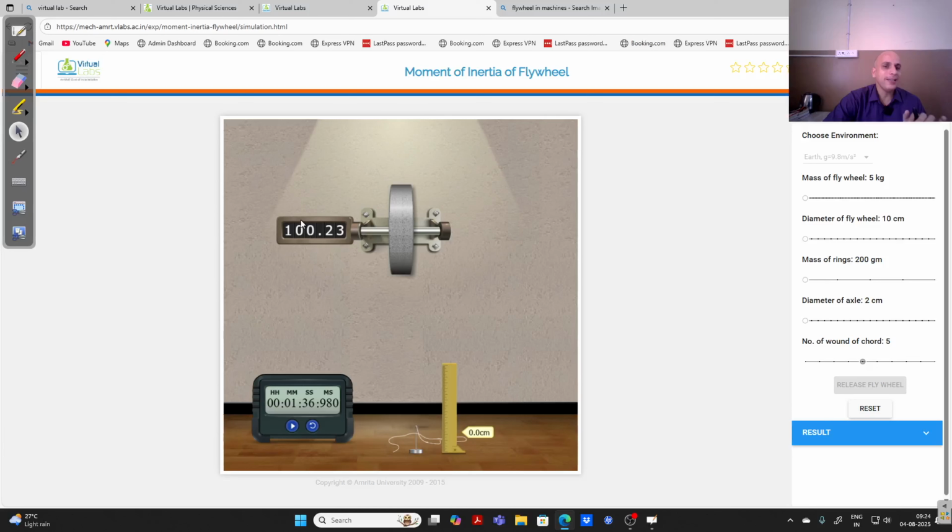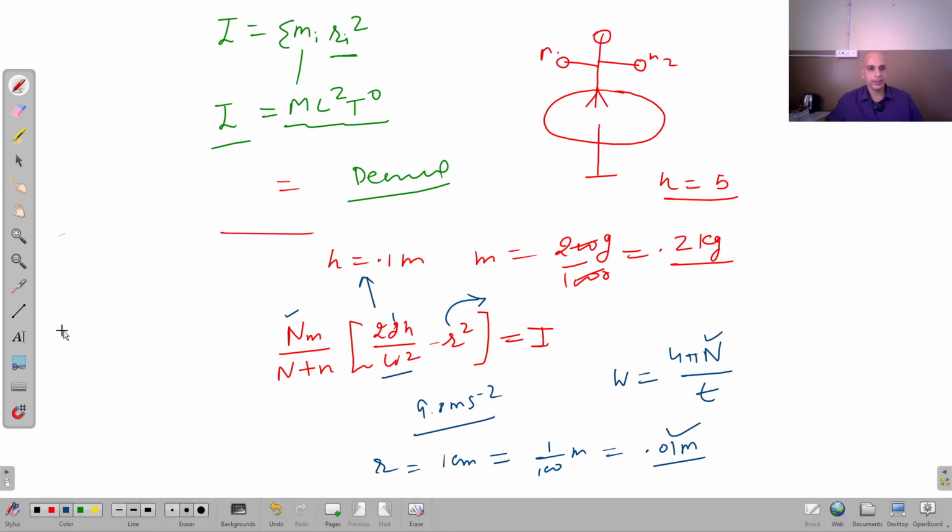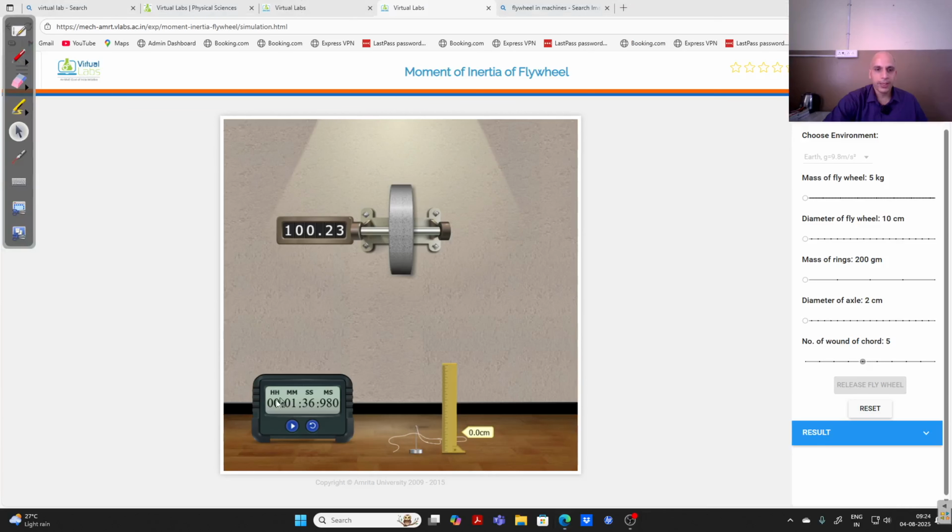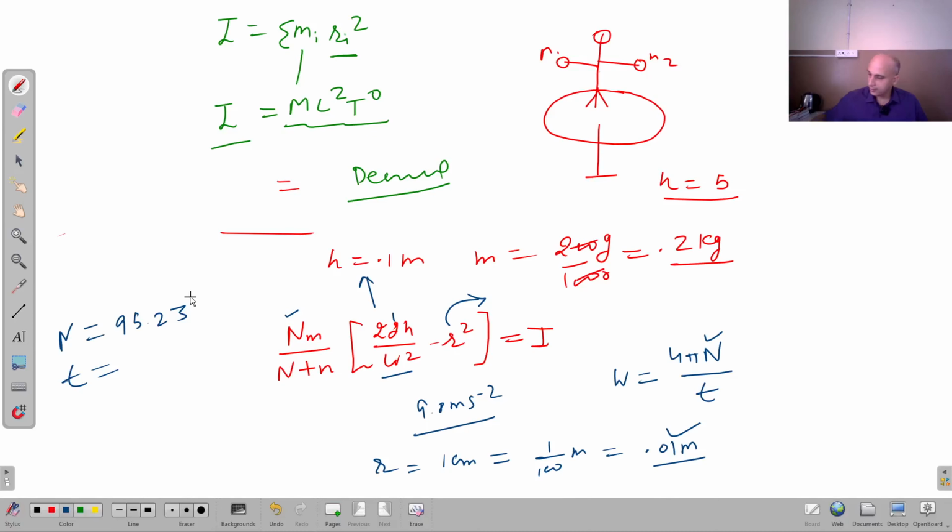So capital N is equal to 95.23, right? And what is the time that I got? It is 1 minute and 36 seconds. So I can say it is 60 plus 36, 96 seconds, right?